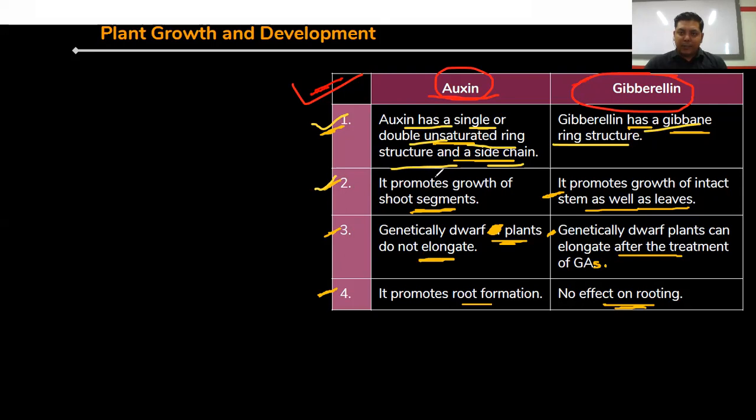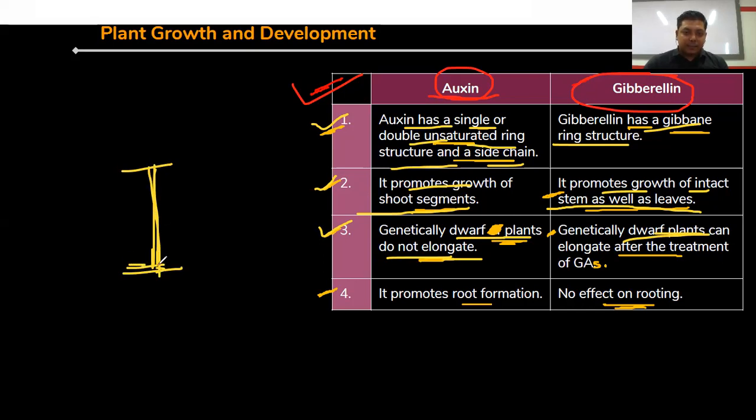Now, the second most important difference between auxin and gibberellin: auxin promotes growth of the shoot segments, while gibberellin promotes growth of the intact stem as well as stems. So auxin is mainly involved in the growth of the apical portion of the plant body, but gibberellin increases the overall stem size or stem length. Clear? Auxin is generally involved in the growth of plants, not in the elongation process, and gibberellin is generally involved in the elongation process. Clear? So if gibberellin is absent, then what happens?